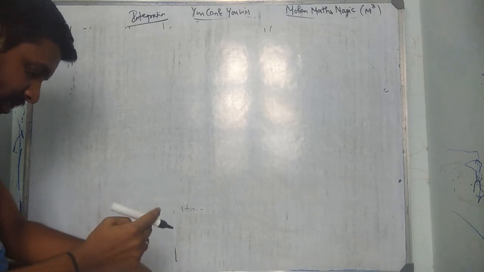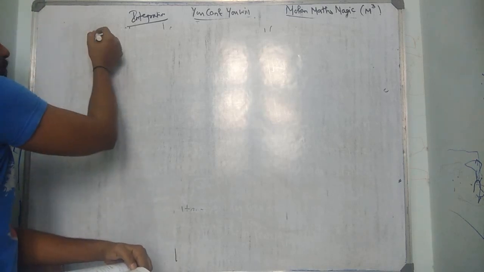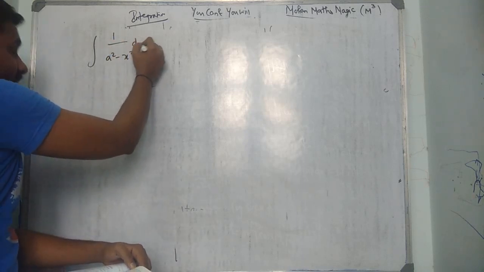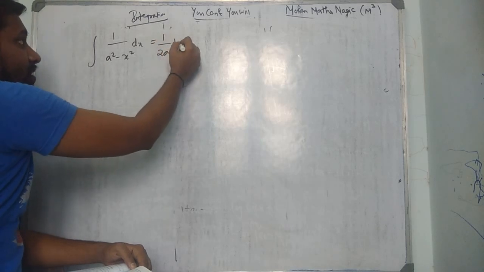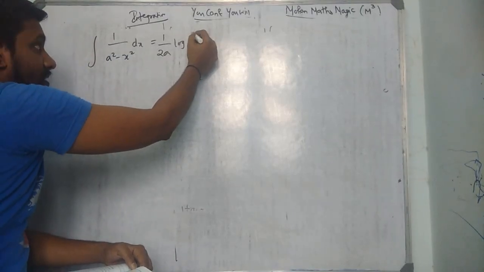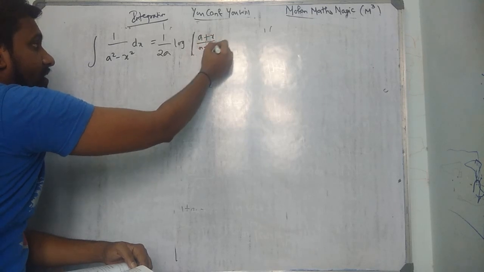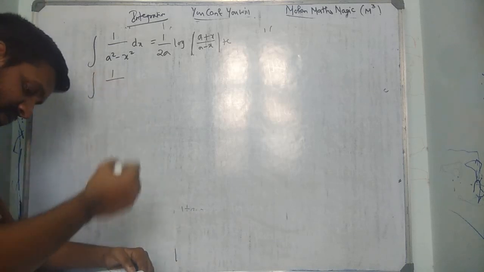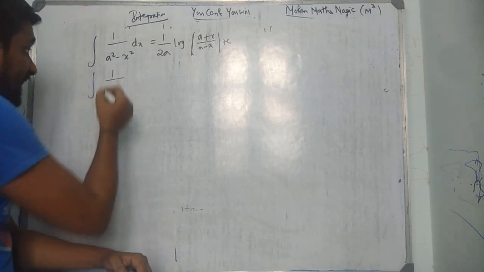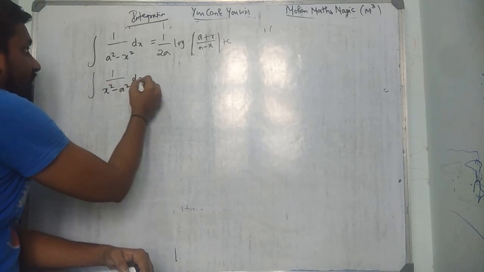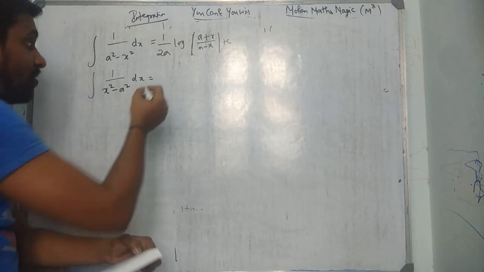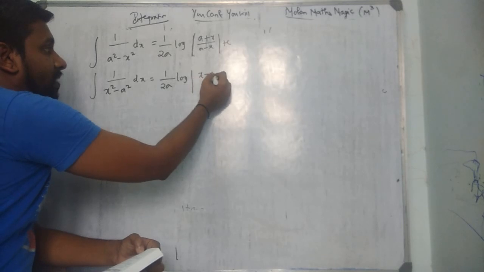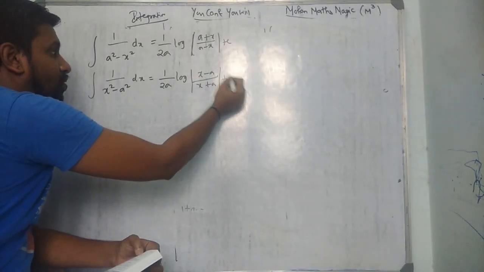So the next integral is the integral of 1 upon a square minus x square dx, which is equal to 1 upon 2a log of modulus of a plus x upon a minus x plus c. And the integral of 1 upon x square minus a square will become 1 by 2a times log of modulus x minus a upon x plus a. See the difference between the two formulas.